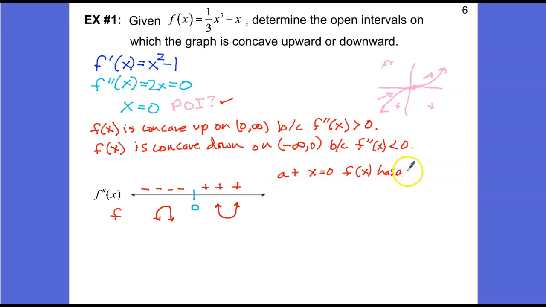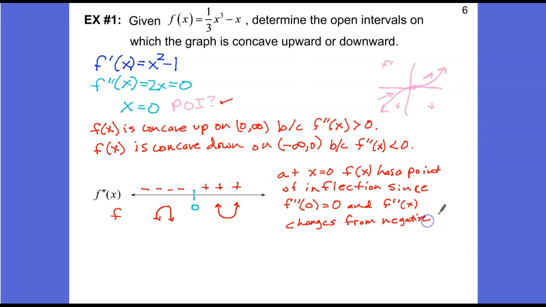So we can write at x equals 0, f of x has a point of inflection since f double prime of 0 equals 0. So that's the first criterion, and here it comes. f double prime of x changes from negative to positive here.